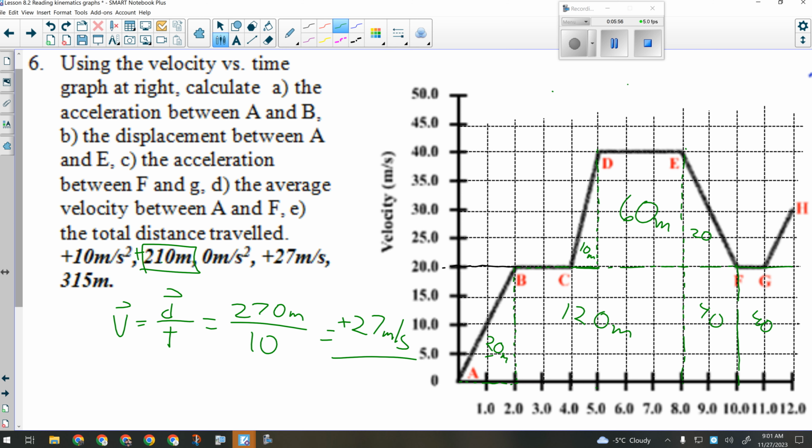Okay, and then this little triangle that is 1 on the base and 10 high. 10 times 1 is 10, divided by 2 is 5. Okay, so add another 45. We got 315 meters for the total distance traveled. Okay, everybody all right with that one?